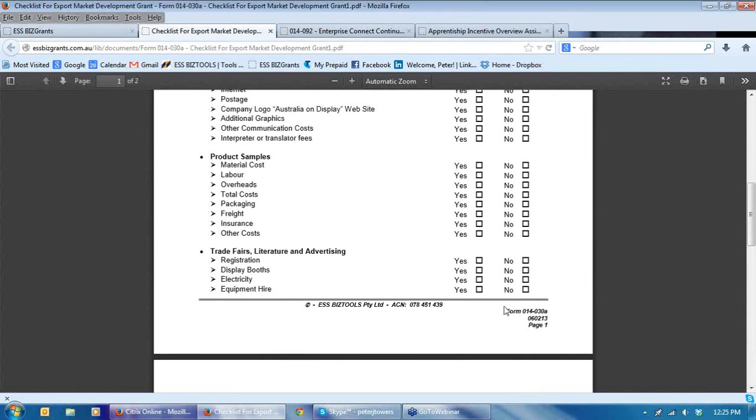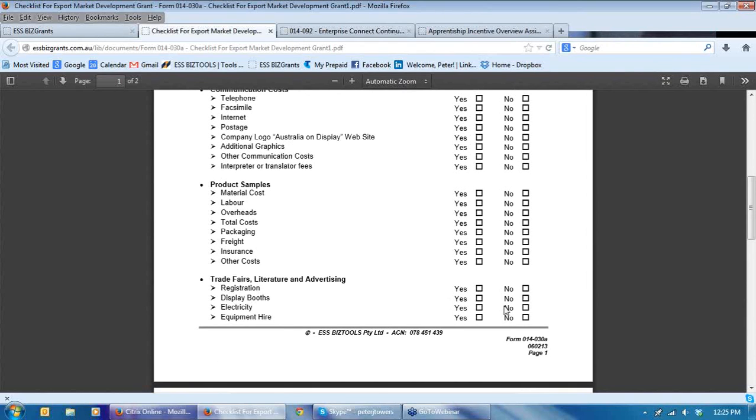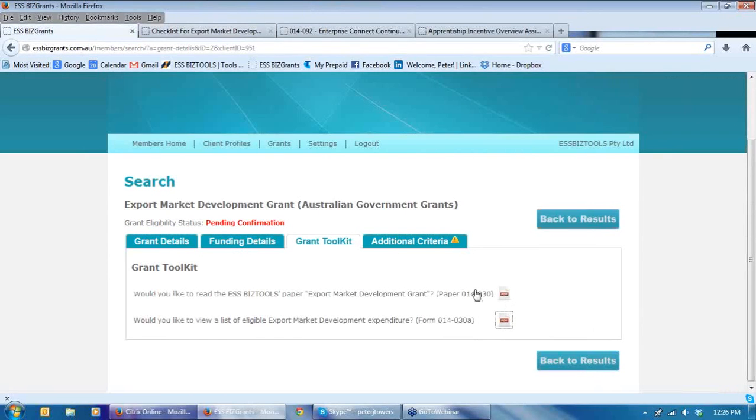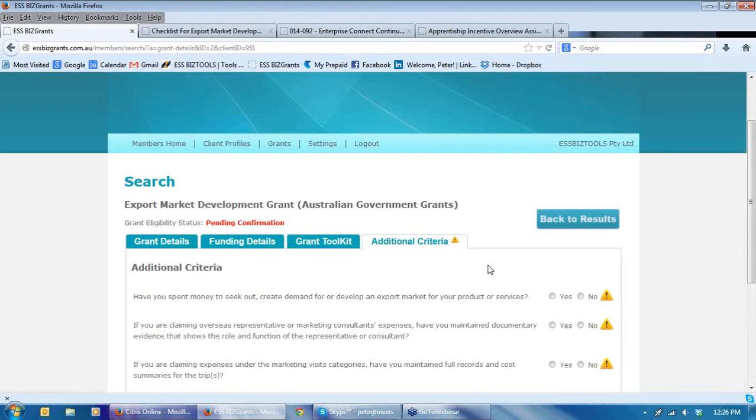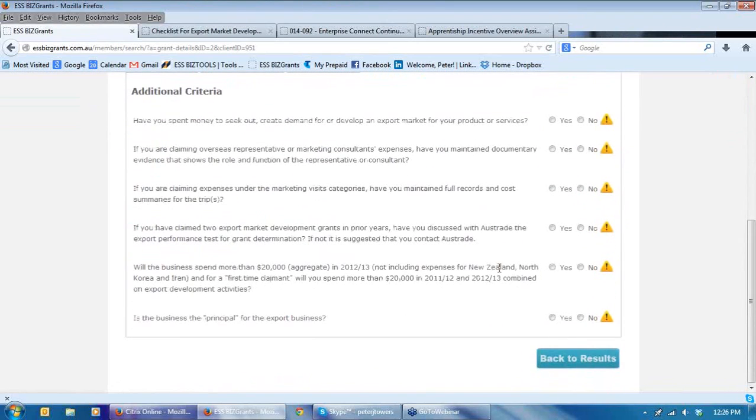If they send product samples overseas, they can cover the actual material costs of the product sample, the labour, a share of their overheads, packaging, freight, insurance. So we go back and say, okay, we're happy there. Let's look at the additional criteria. There's a few more questions here.